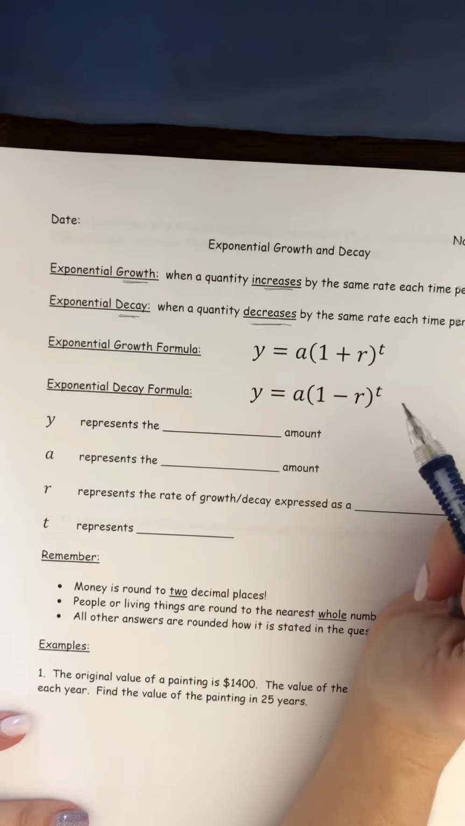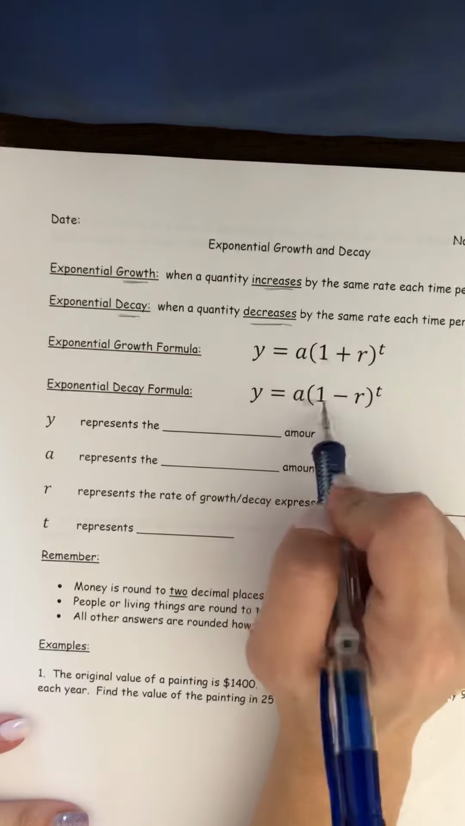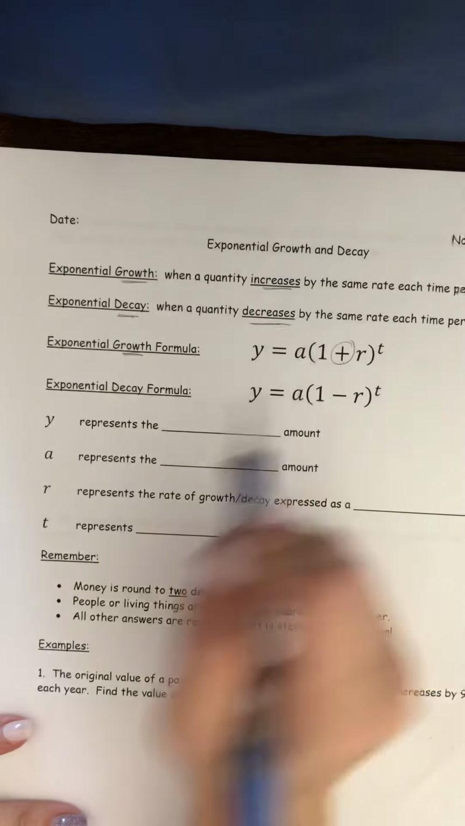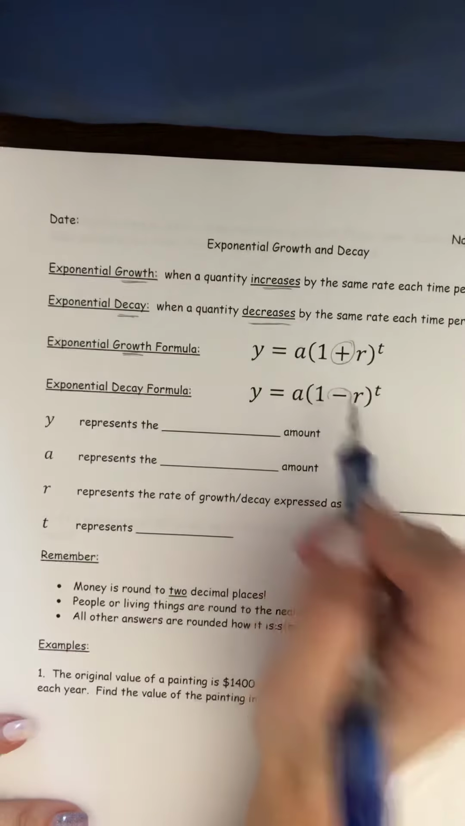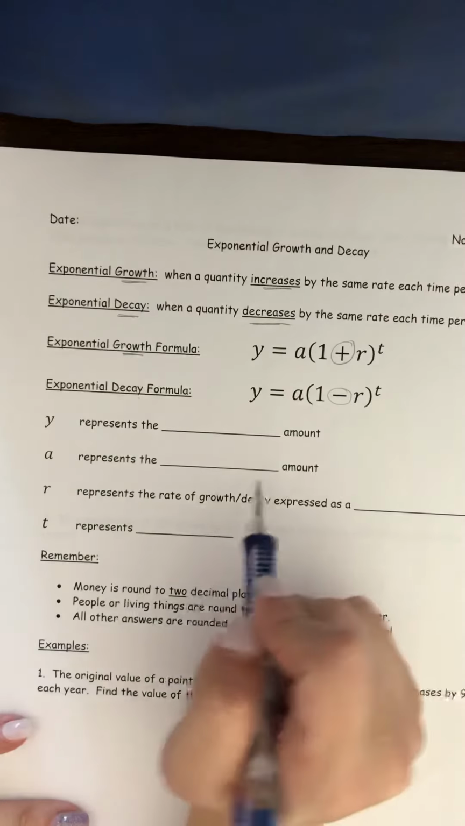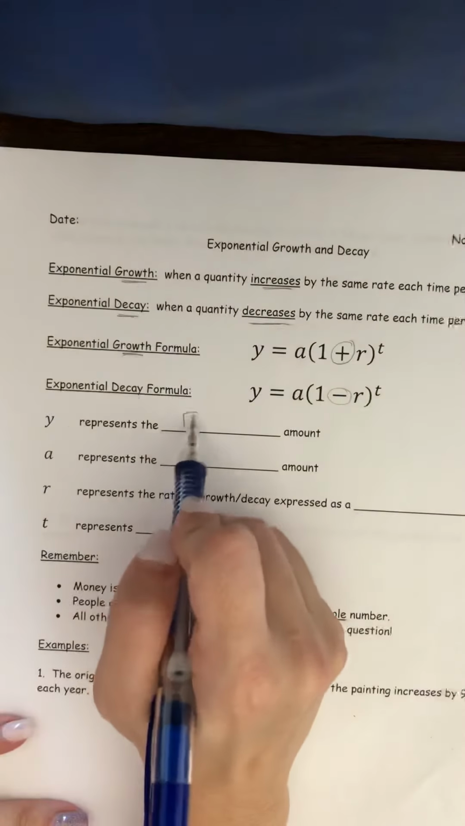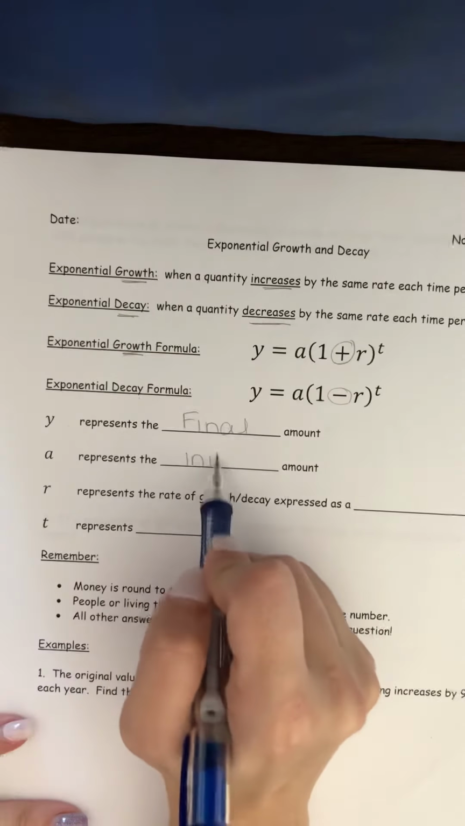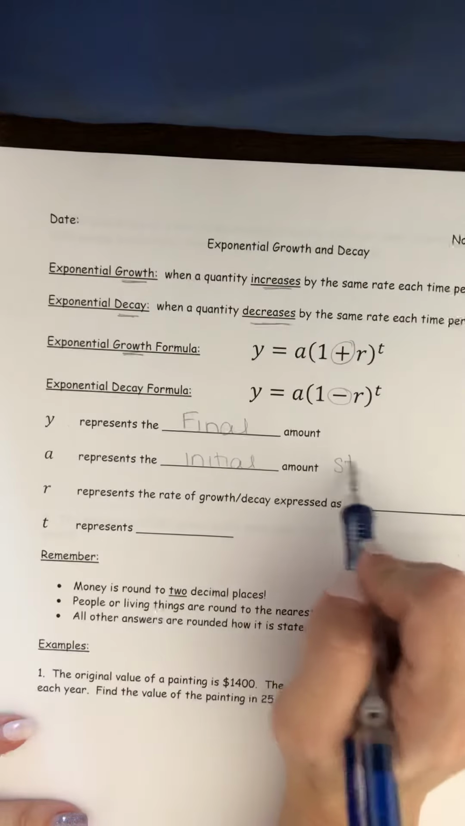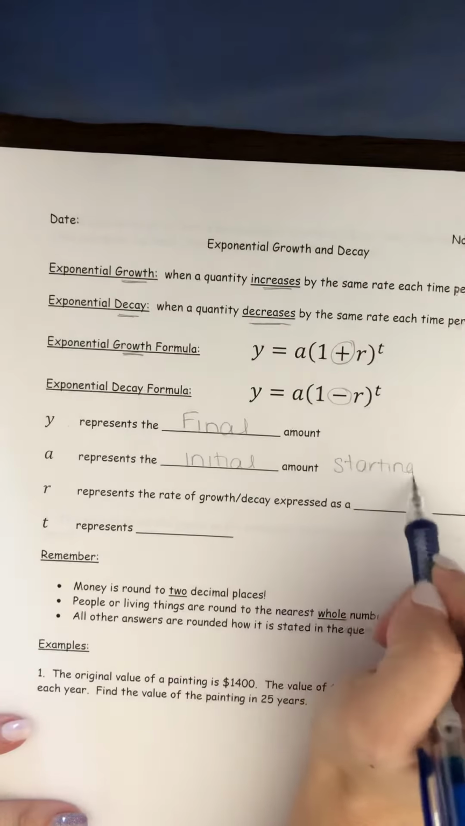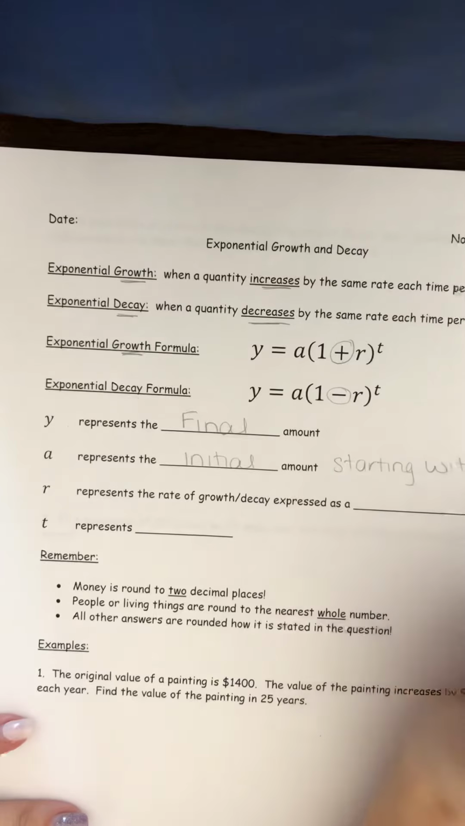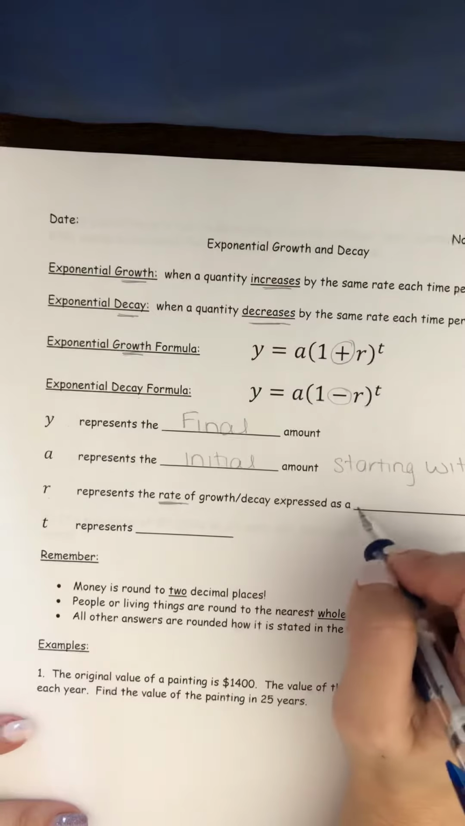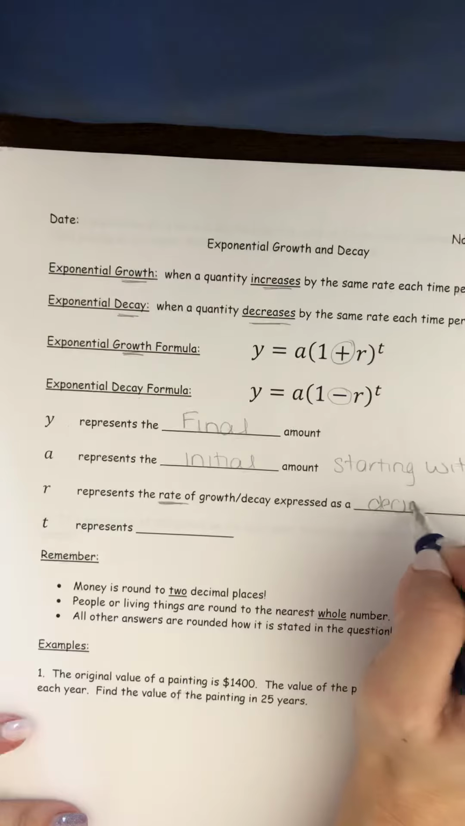The formula for both of them is exactly the same if you look here, except when it's growing, it's positive, and when it's decaying, it's negative. In both formulas, y represents the final amount, a represents the initial amount, or what we are starting with. R represents the rate, but it has to be expressed as a decimal.